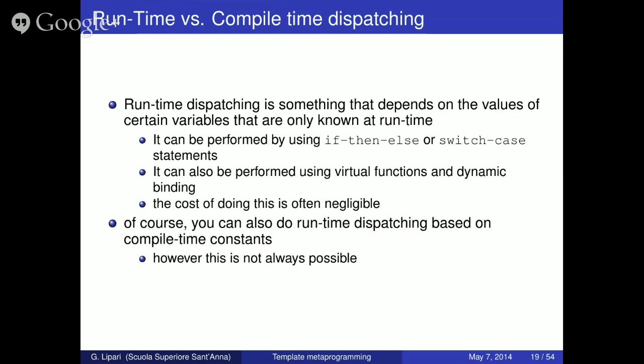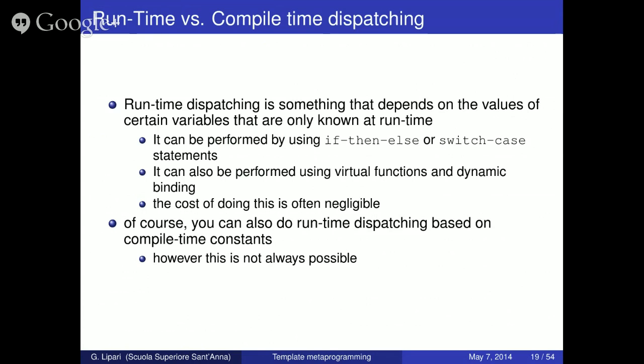So this is called runtime dispatch. Of course, you can also do dispatching based on compile time values. I don't know, if factorial of 5 is less than 100, do this, otherwise do that. You know statically how much factorial of 5 is, it's a compile time constant, so you can do dispatch based on a compile time constant as well.